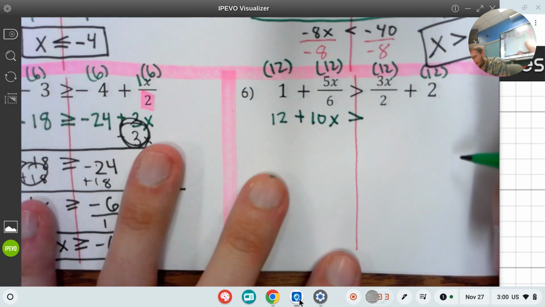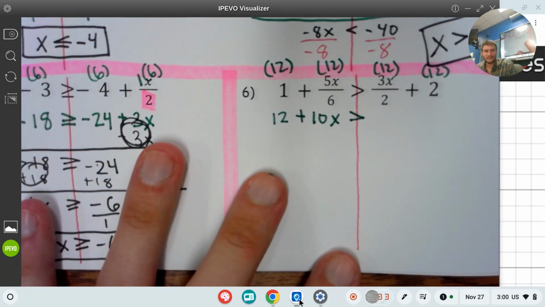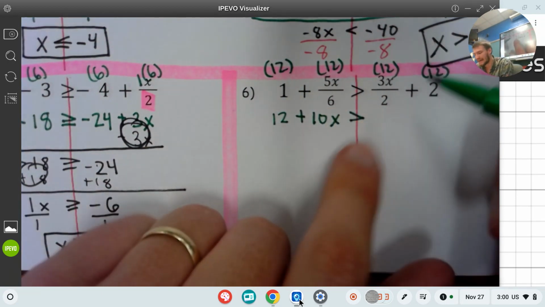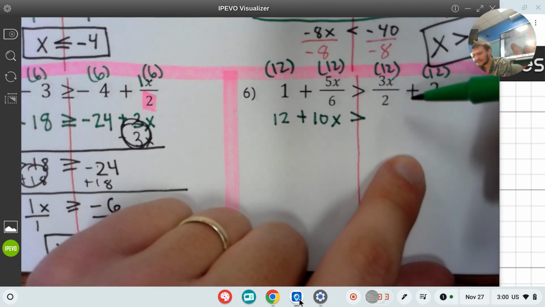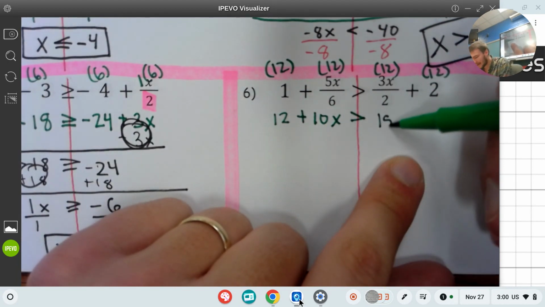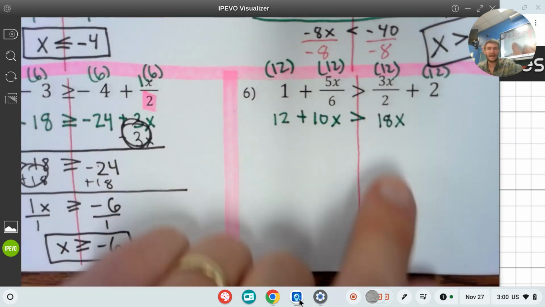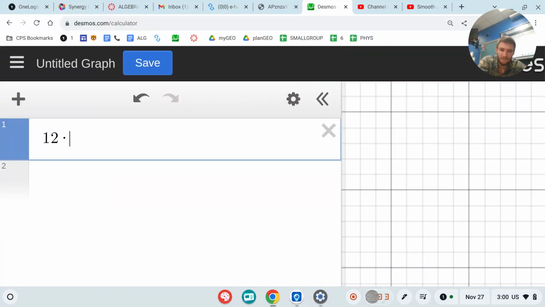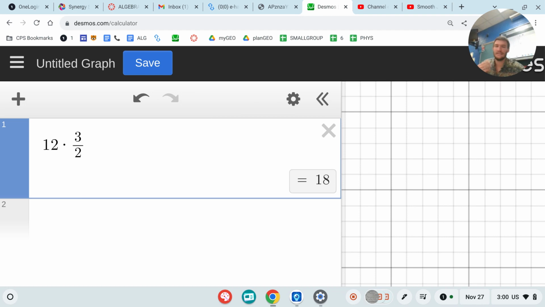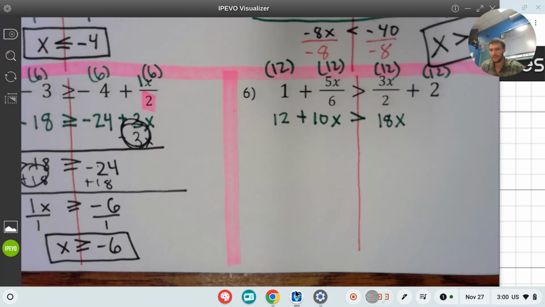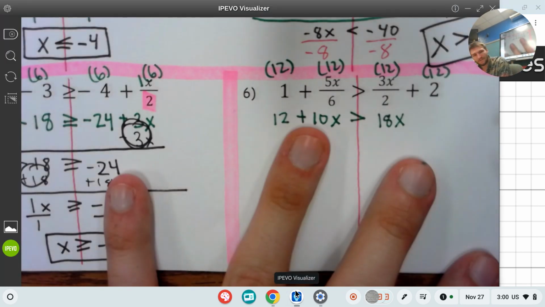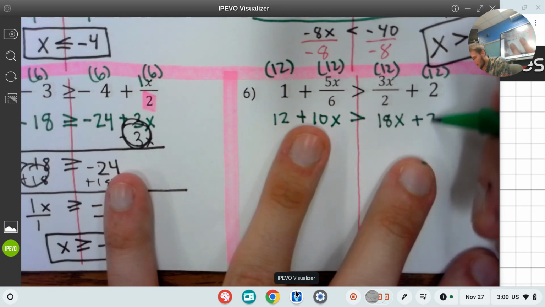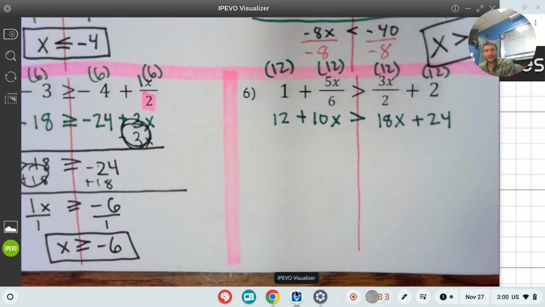Greater than, we got to do it again. Does anybody know what 12 times 3/2 is? 18 is right. Nice job. I'll show you how to do it. 12 times fraction, 3 on top of 2, it says 18. All right, cool. That's not hard. Desmos does all the work. 12 times 2? 24. That's 2 dozen, right?